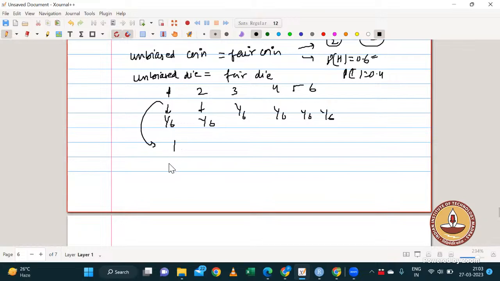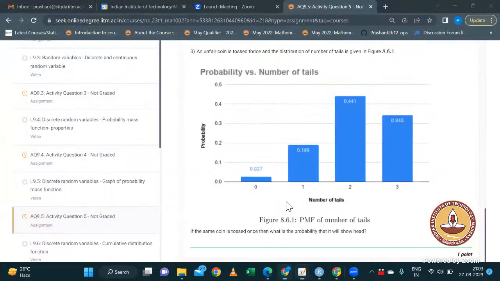I said for getting 1, probability is 2/6. For getting 2, probability is 1/6. For 3, probability is again 2/6, like that. I have some manipulation. So come to this question.